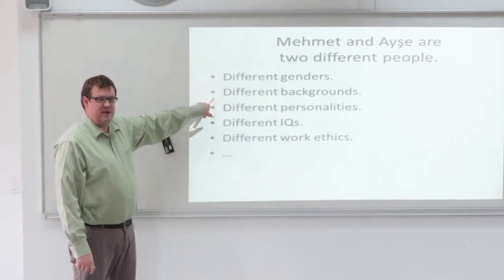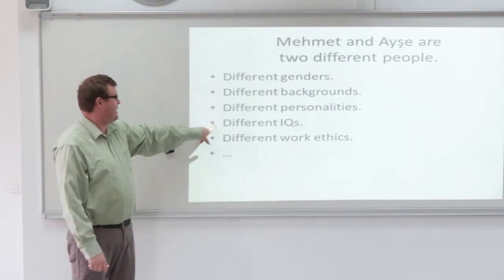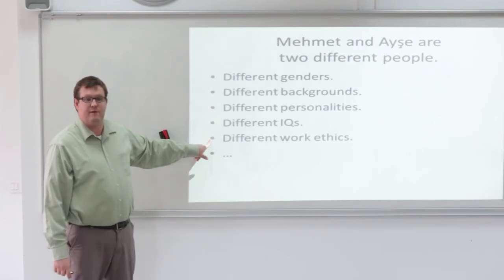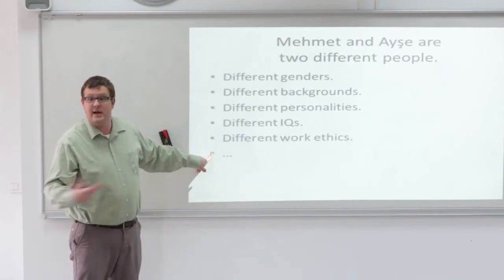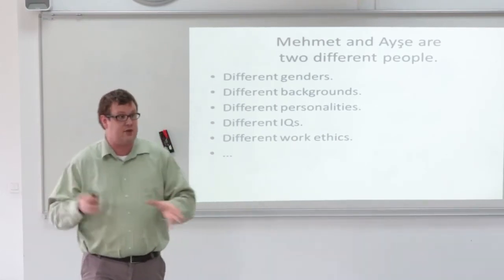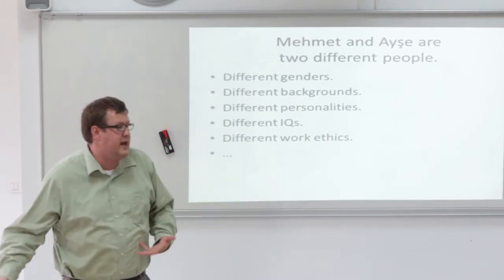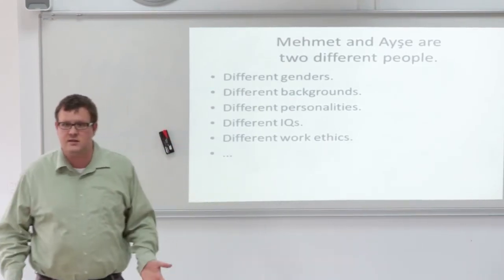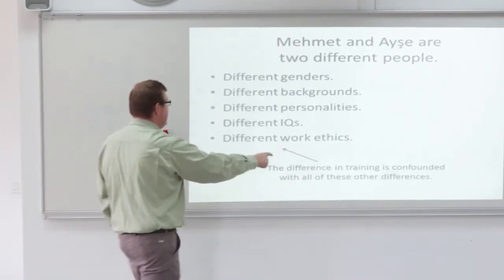They come from probably different backgrounds. They have probably different personalities. They probably have different IQs. They probably have different work ethics. They're probably having a different day. Maybe Mehmet's having a good day and Aisha's having a bad day. Lots and lots of things may differ between Mehmet and Aisha. It could be different ages. Tons of stuff, right?